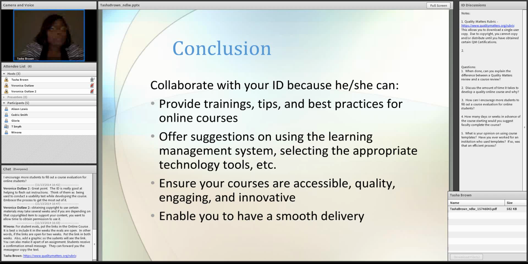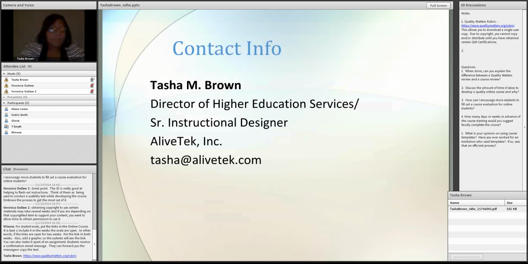Your instructional designer will also offer suggestions on using the learning management system. So if you're using Blackboard, on what tools you should use in Blackboard or Canvas or Moodle, he or she will help you select the most appropriate tool that will ensure that your courses are quality, engaging, innovative, and accessible. And most importantly, he or she will make sure you have a smooth delivery, because that is just as important as a smooth development period.